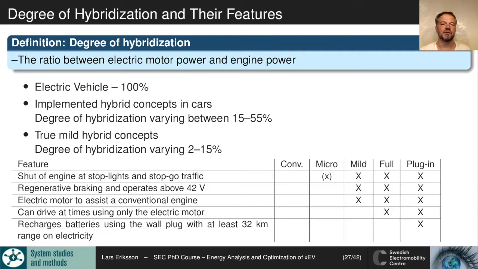The feature of a conventional vehicle is that we don't have stop and go traffic where we can shut off the engine, but in the micro hybrid we can do that. Then we have the mild hybrid where we do have regenerative braking and higher voltage, and an electric motor to assist the conventional engine. Finally, in the full hybrid we can drive the vehicle using only the electric machine. Finally, we have plug-in hybrid electric vehicles where we can use the wall plug and we have 32 kilometers of range on electricity.